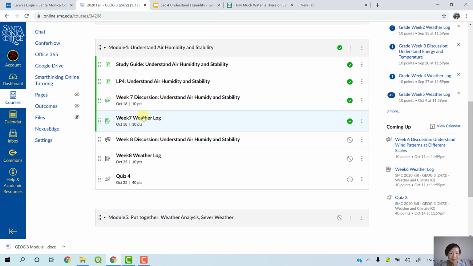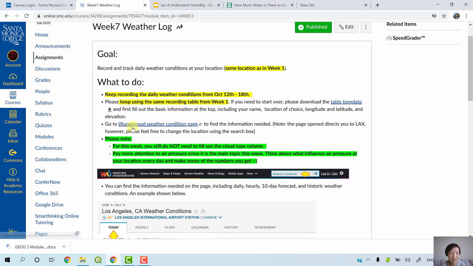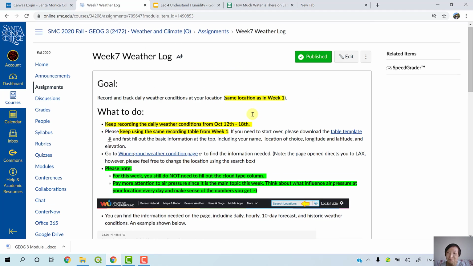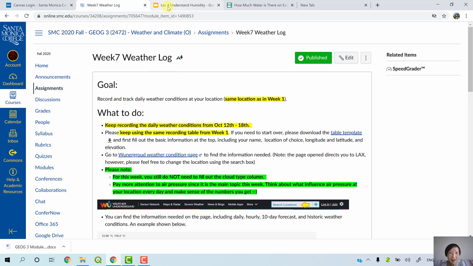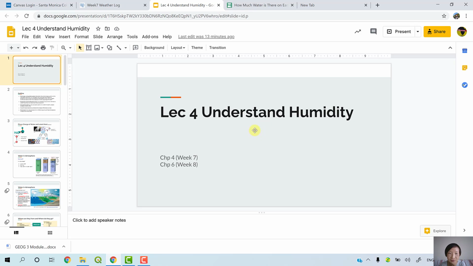And weather log, same drill. You need to summarize the weather conditions for the date, 12th, starting from Monday and then to Sunday. And here you still don't need to fill out the cloud type column. We'll do that from the next module, from November. All right, so next I want to give you this short presentation on atmosphere humidity.